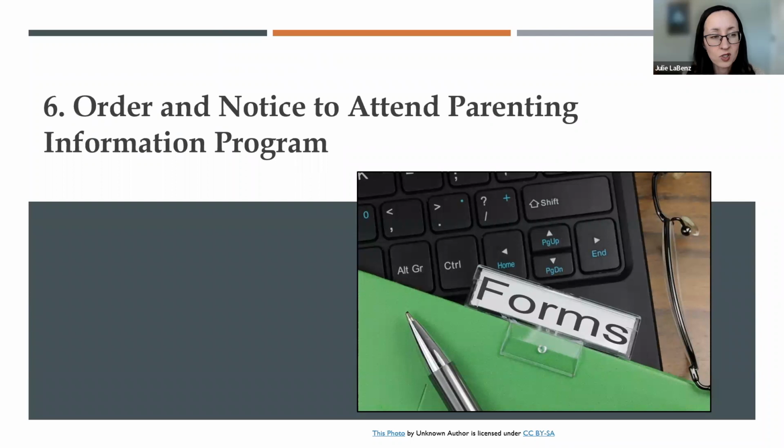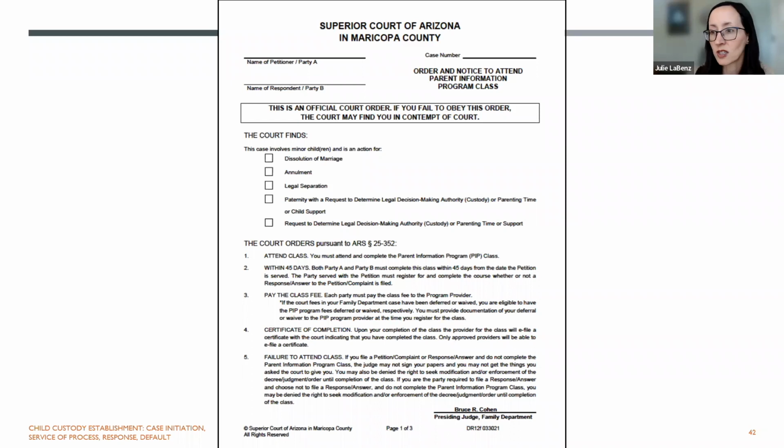All right, the 6th form to file to petition to establish custody is this order and notice to attend parenting information program. So this is a set form for each county. This is the Maricopa County form. You'll want to access the form for your county if you're not in Maricopa.